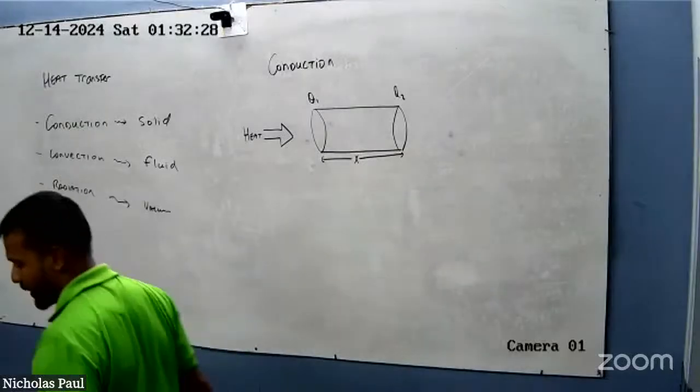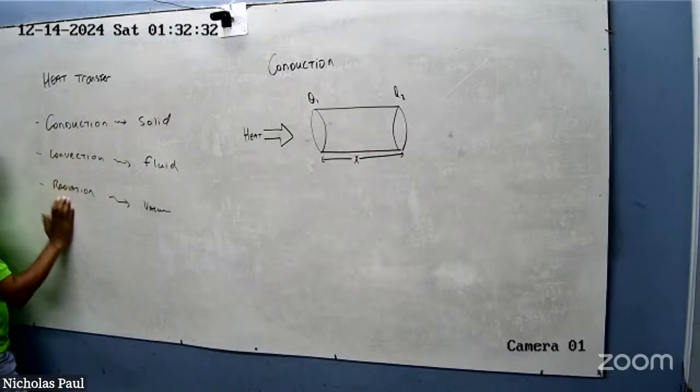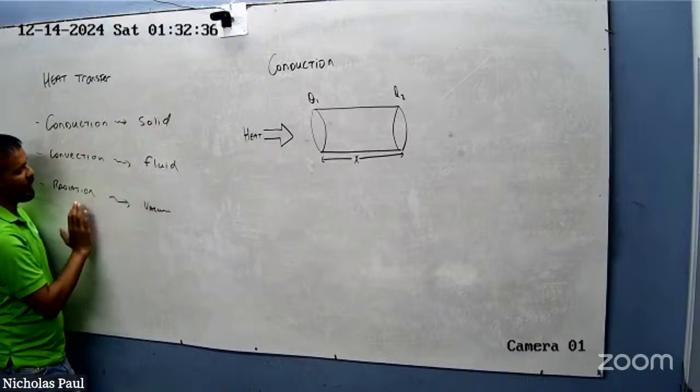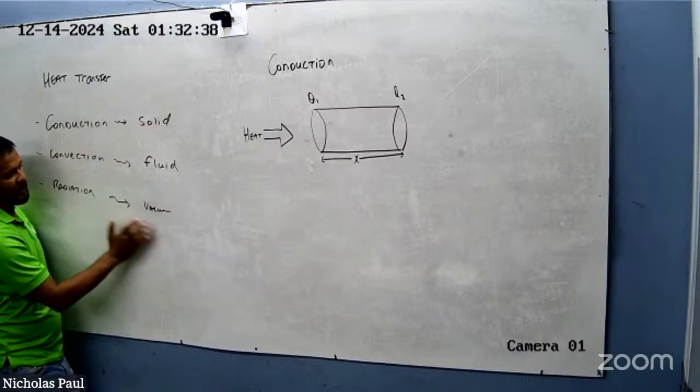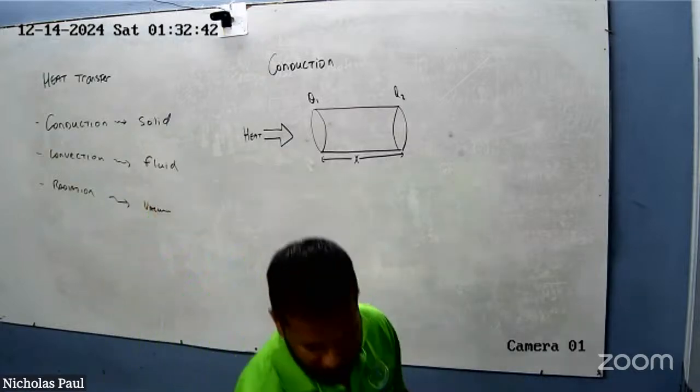We're taking a look at heat transfer. Heat can be transferred via conduction, convection, and radiation. Conduction is through a solid, convection through a fluid, which is a liquid or gas. Radiation is through a vacuum. Our focus today will really be on conduction.